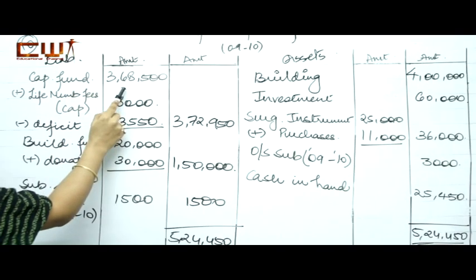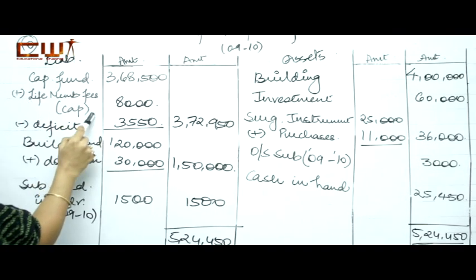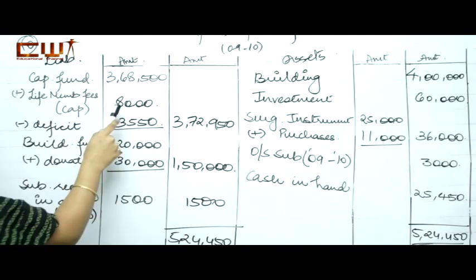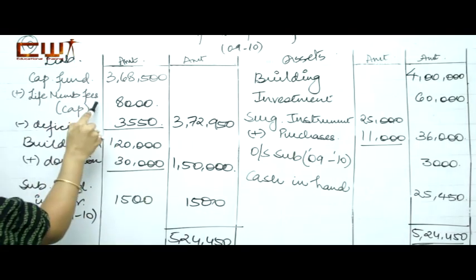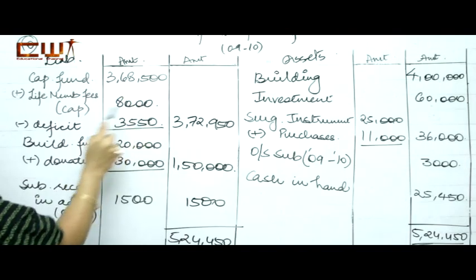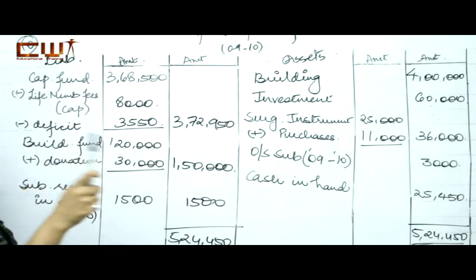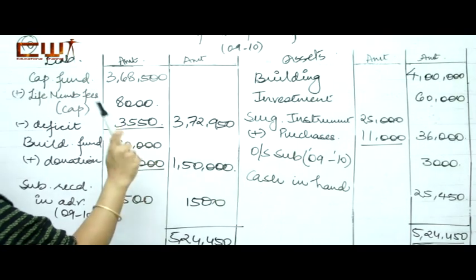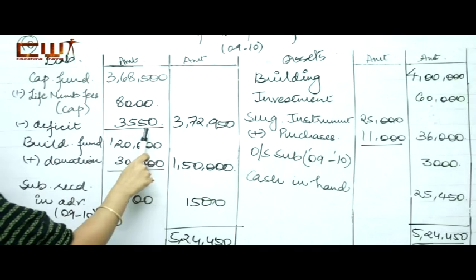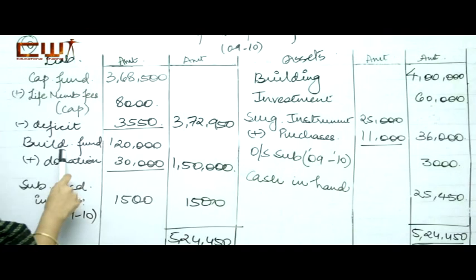Capital fund given in the question is 3,68,500. See, they have given the life membership fees also, which is to be capitalized in full. Full membership will be capitalized, that is 8,000. Add this membership fees to capital fund, 3,68,500 plus 8,000 minus the deficit. The deficit is what we calculated in the income and expenditure account, 3,550. So 3,68,500 plus 8,000 minus 3,550 will give you 3,72,950.